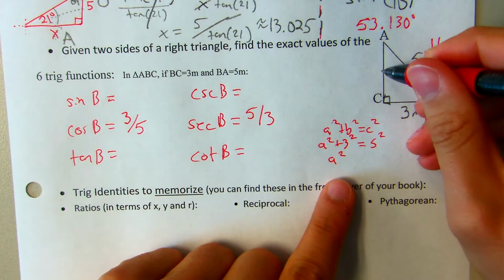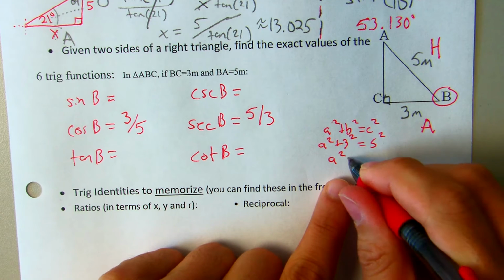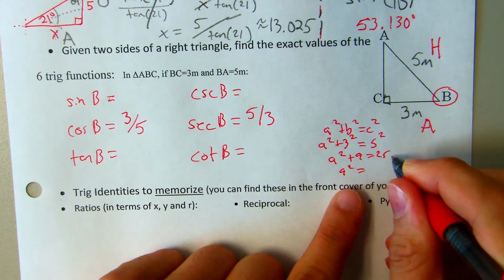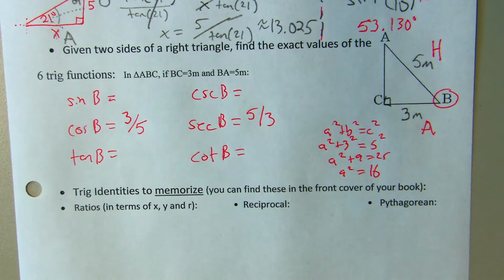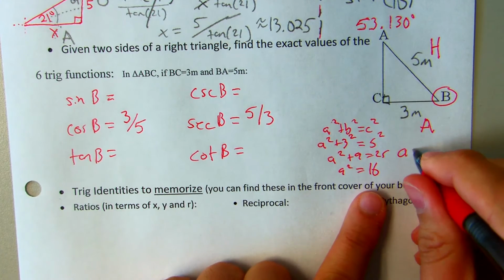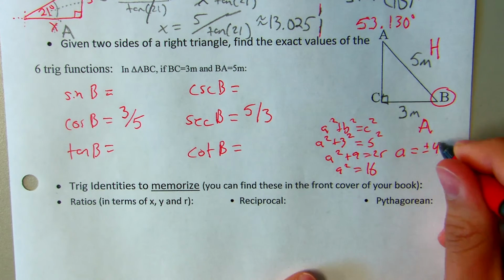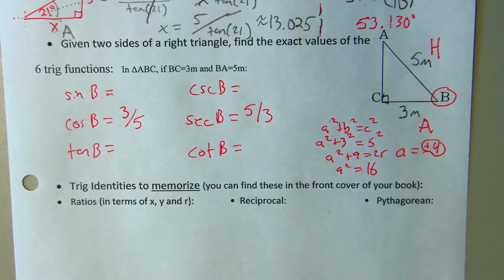Okay, so the other leg, which I'm calling A, is A squared plus 9 is 25. So I can subtract 9 from both sides and say that A squared is 16. I can take the square root of both sides and say that it's plus or minus 4. But since I'm really talking about lengths here, I'm really only interested in plus 4.